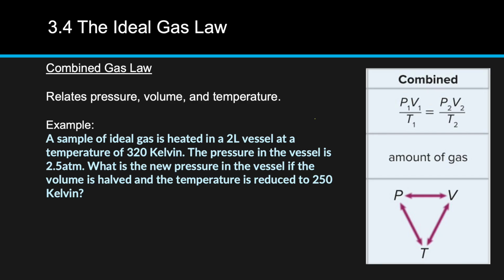A sample of ideal gas is heated in a 2-liter vessel at a temperature of 320 Kelvin. The pressure in the vessel is 2.5 atmospheres. What is the new pressure in the vessel if the volume is halved and the temperature is reduced to 250 Kelvin? So we are looking for new pressure, which means we're looking for P2. So our new equation will be P2 equals P1 V1 T2 over T1 V2.